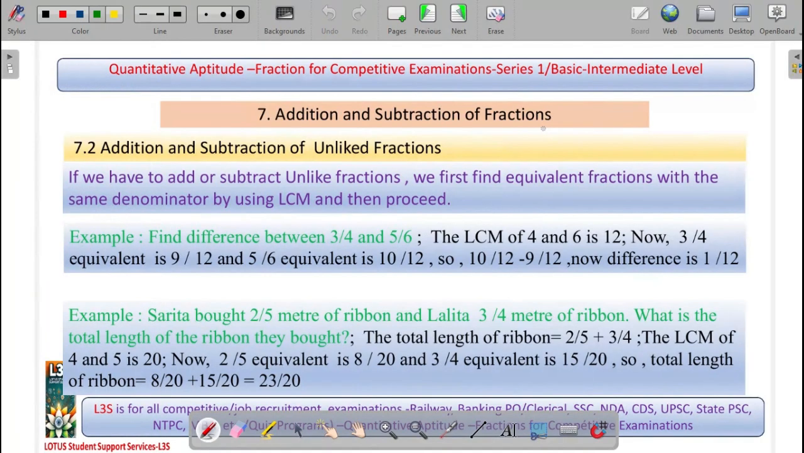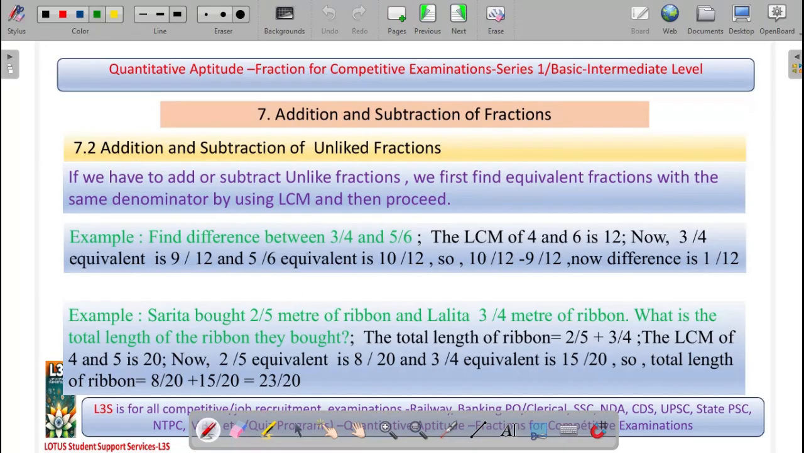Addition and subtraction of unlike fractions. If we have to add or subtract unlike fractions, we first find equivalent fractions with the same denominator by using LCM and then proceed.